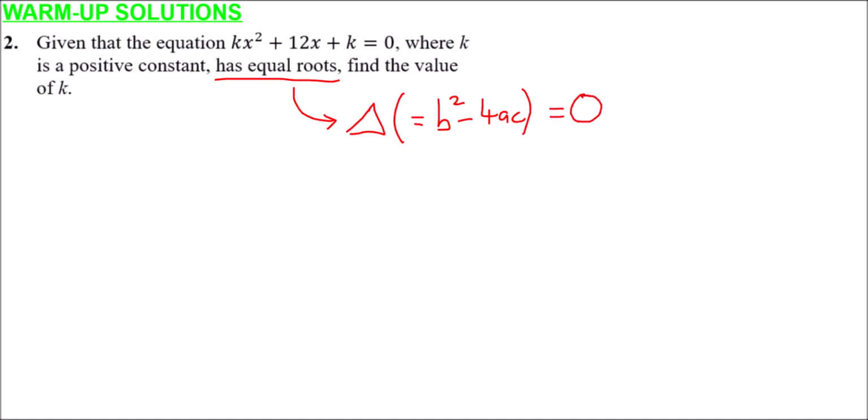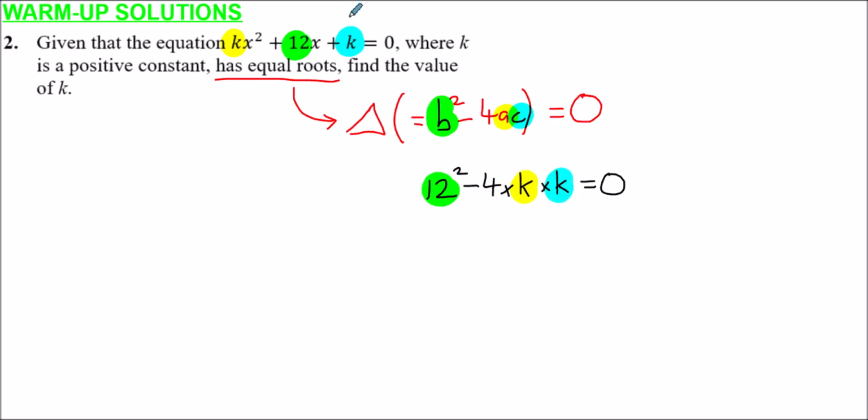So that's a case of us thinking, well, what is our a, what's b, what's c? And so a is just the coefficient of the x squared. So a is k. B is the coefficient of the x term, so b in our case is 12. And c at the end here is also k. And so if we just substitute these values into b squared minus 4ac, we're going to get that 12 squared minus 4 multiplied by k again is equal to 0. Again, just colour coding it in case you want me to. So 12 is b, a was k, as was c.